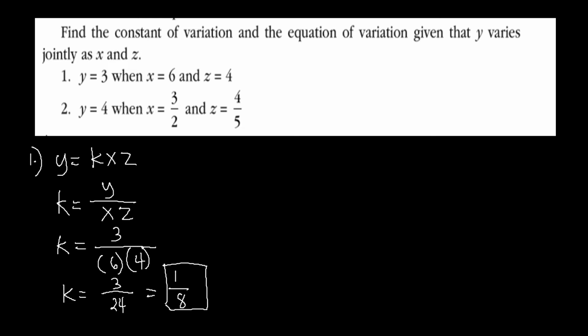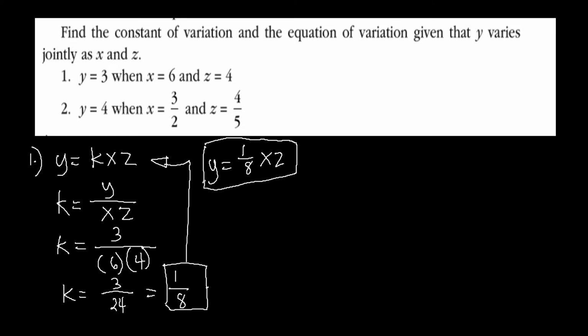Okay, next, we need to find the equation of variation. So, pagtapos nakuha na yung k, just simply substitute this into our equation. Okay, we have now y is equals to 1 over 8 xz. So, ito na yung ating equation of variation. Ganun lang po kasimple. Okay? Next, let's have number 2. Okay, ganun rin. Isulat mo una yung equation, y equals kxz.